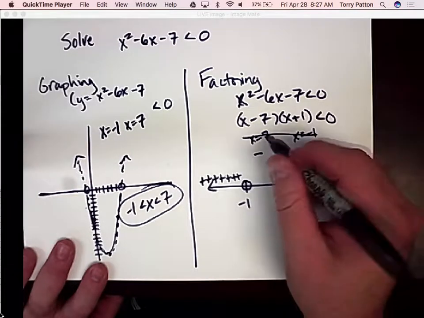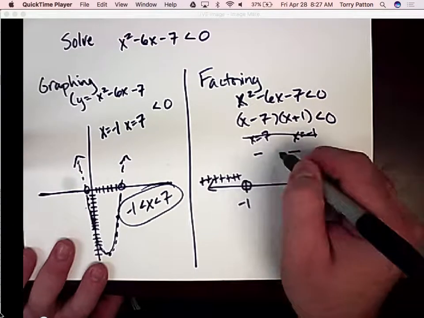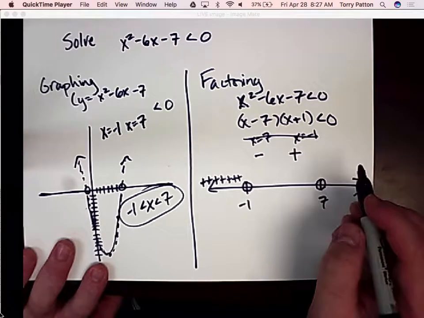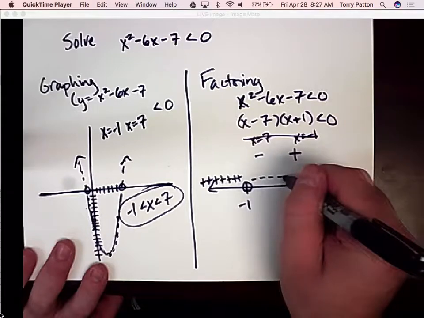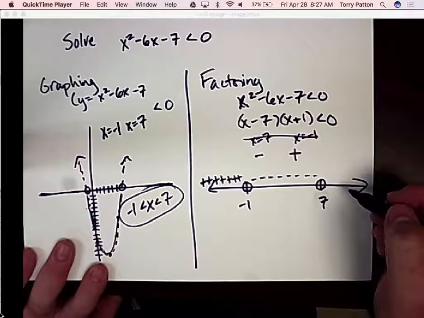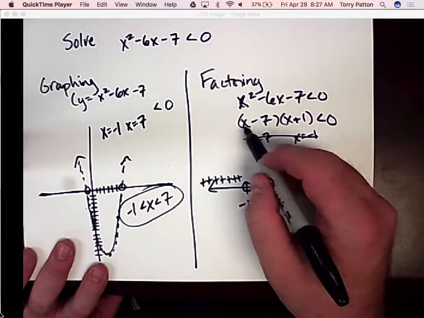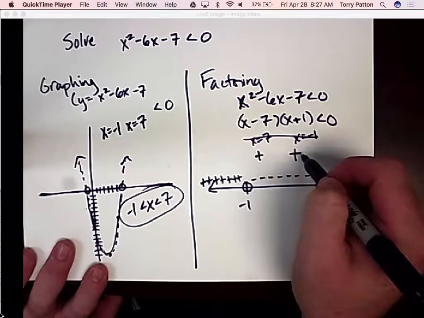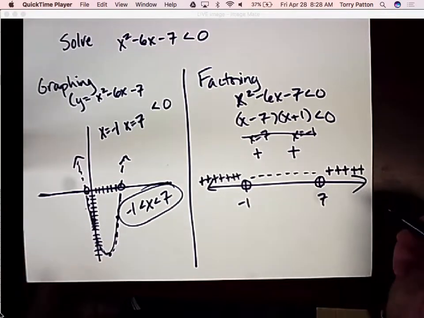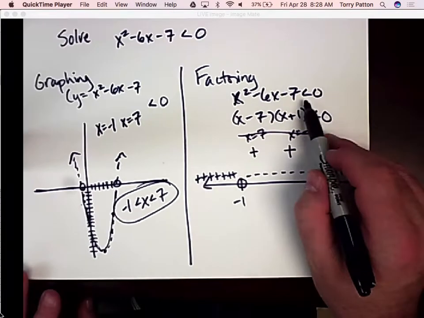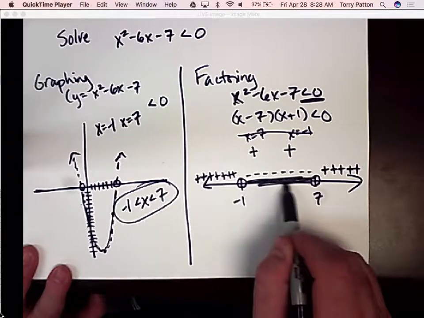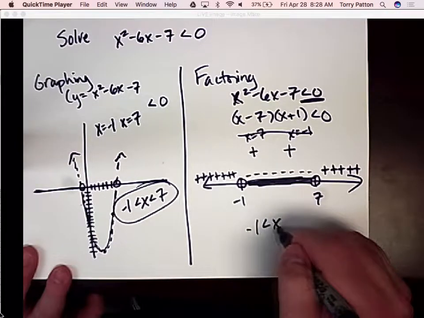What's the number on this piece? 5. 5 minus 7 is negative. 5 plus 1 is positive. What's negative times positive? Negative. What about a number over here? 9. 9 minus 7 is positive. 9 plus 1 is positive. Positive times positive is positive. Now, which ones do we want? The negatives. So that's where you get negative 1 is less than x is less than 7.